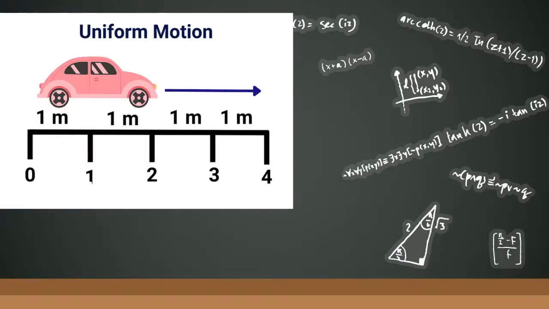Uniform speed, as the picture itself denotes, is when an object travels an equal distance in an equal interval of time. Here, if you notice, 0 to 1 is the distance it covers in, say, 1 minute, and 1 to 2 is another. So equal distance in equal interval of time is uniform motion.